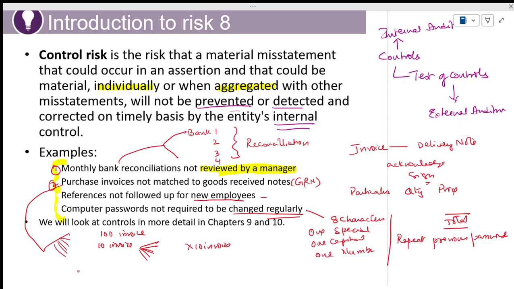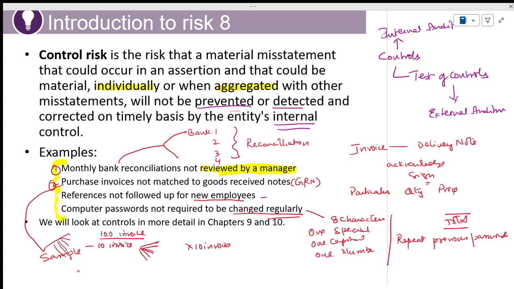Are you getting my point? Out of 100 invoices, we have 10 invoices with errors, right? No. Out of 100 invoices, how much sample are we taking? We'll take a sample of 10 invoices. Okay, we take 10 samples, okay?